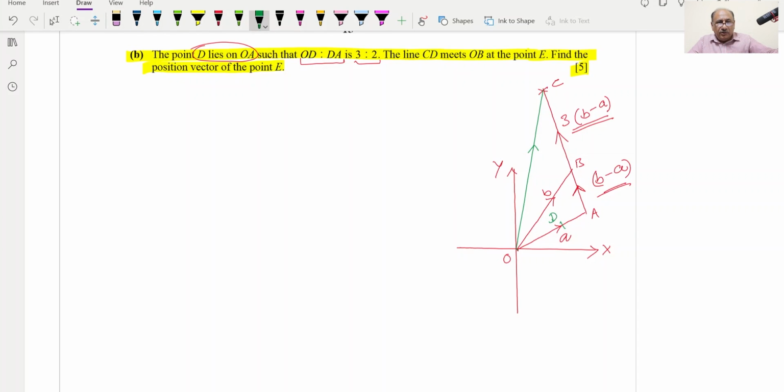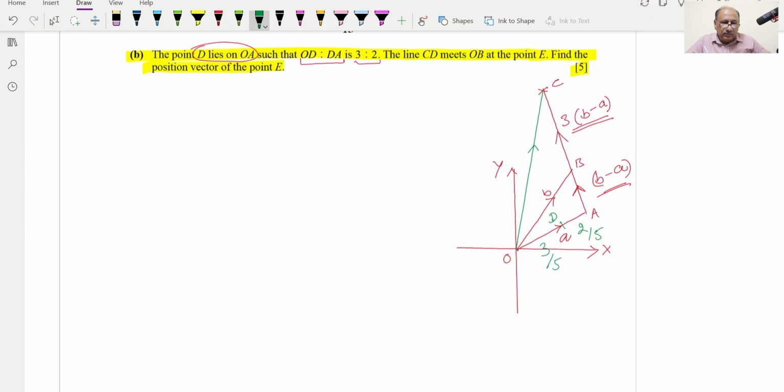D over here. Now the ratio OD to DA is 3:2. So this will be 3, this will be 2. Total are 5 portions. So this will be 3/5 and this will be 2/5.